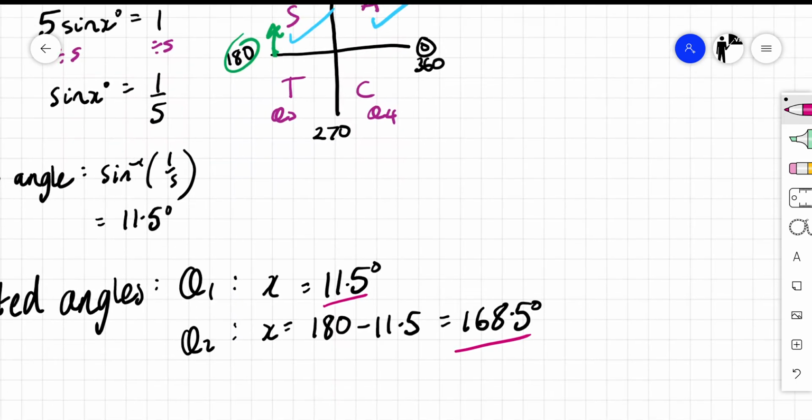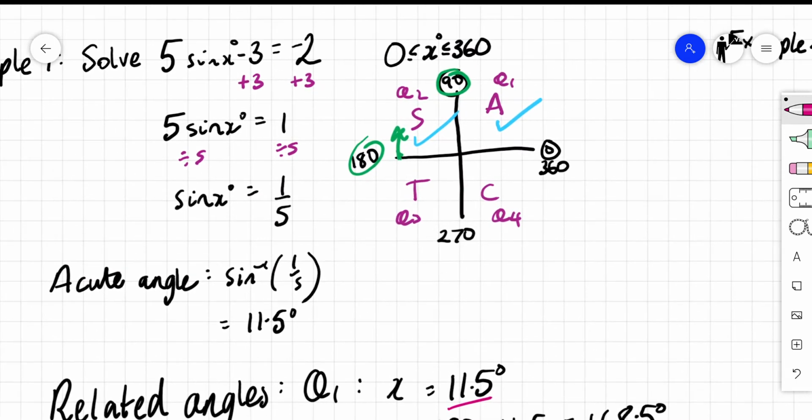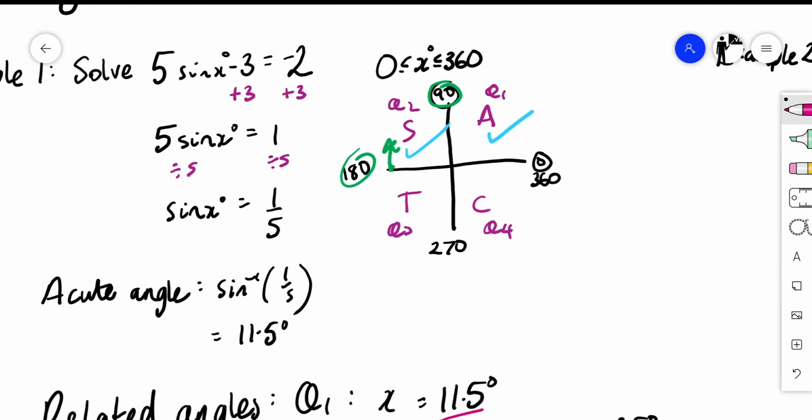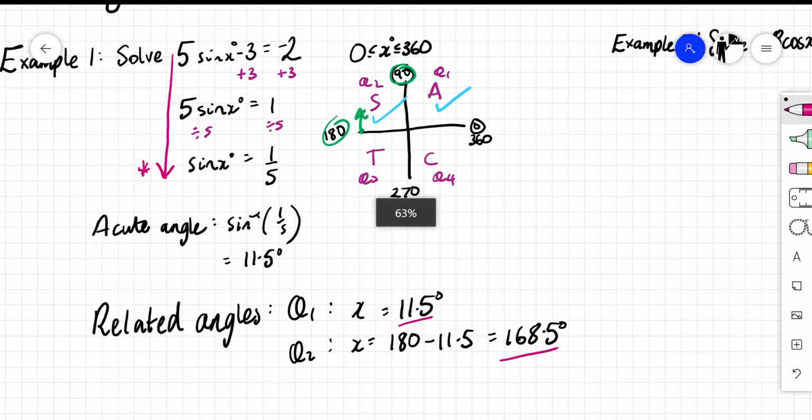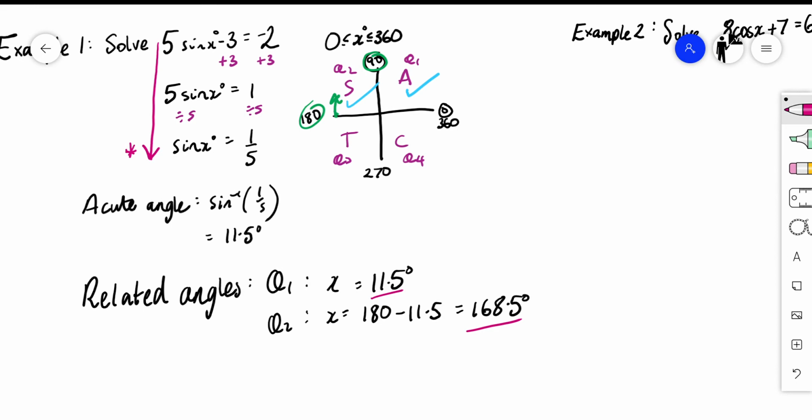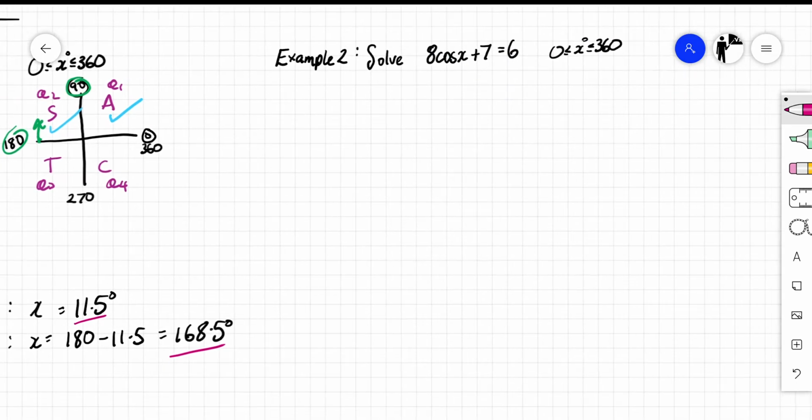There we go. Okay, so all we had to do here is a wee bit of work first in order to make sin x the subject of the formula, which we achieved here. We then proceeded as normal by drawing our cast diagram, identifying where to tick, and then finding our related angles. That was example 1. We'll get 3 examples altogether.